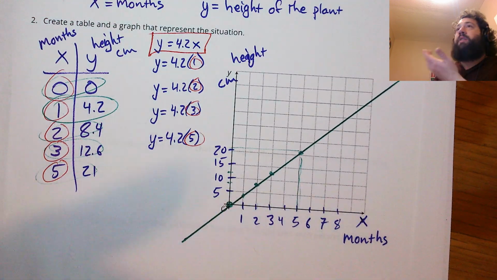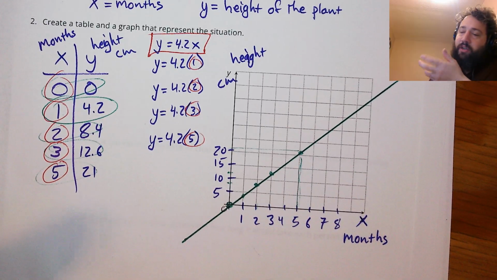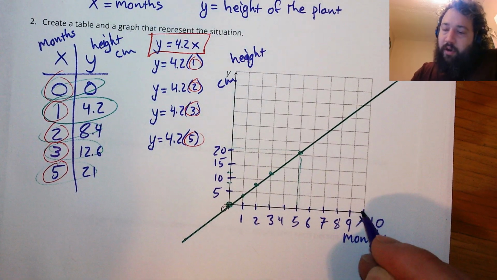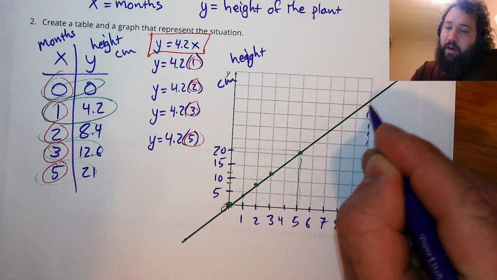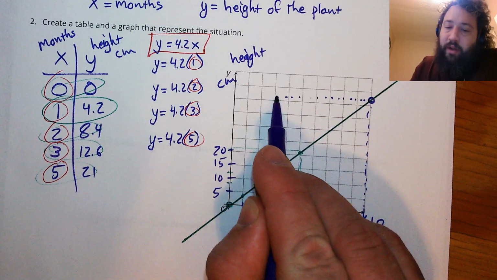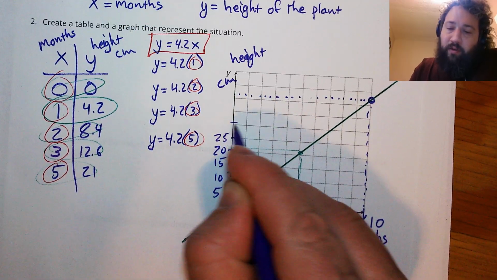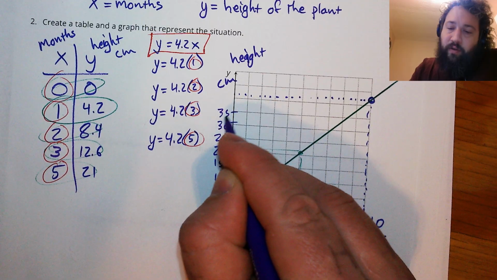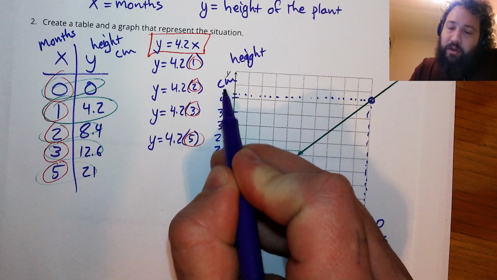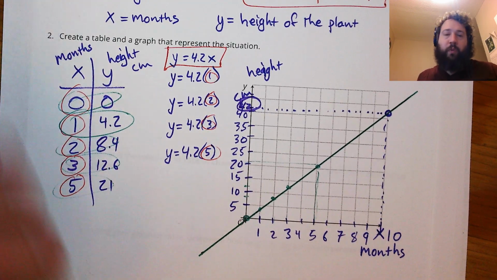And so using this, we could actually use my graph to do some predictions. So at 10 months, I would expect to go up here, and I'm right there. This is how tall my plant might be after 10 months. What number is up there? So this would be 25, 30, 35, 40, and maybe 42 or something like that. 42 could be the height of my plant when it gets that tall.